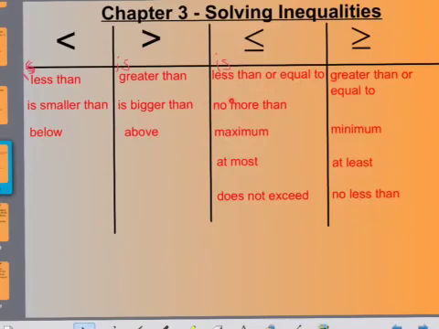No more than means it has to be less than. So when you have that negative, it means less than. The maximum means it has to be below. At most, does not exceed. Is greater than or equal to. The minimum means that it has to be more than that. At least means it has to be at least $300 or more. And no less than, same thing. So please copy down these phrases so that you understand when we get into word problems what they're describing.